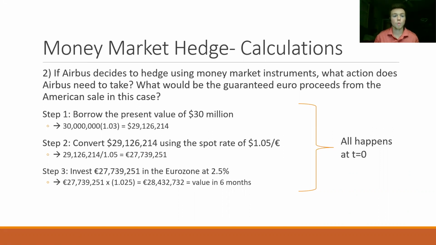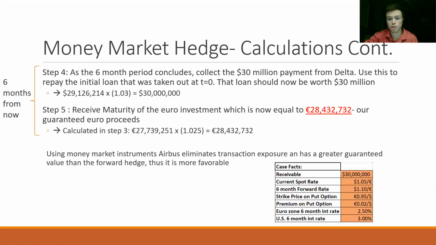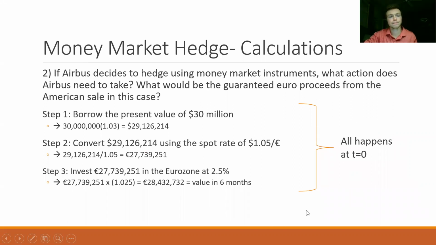So step one is to borrow the present value of that $30 million in the US at the US interest rate, which again is 3%. You can see down here. So we'll borrow the present value of that. So 30 million divided by 1.03 is going to give us the current value, present value, which is 29,126,214.